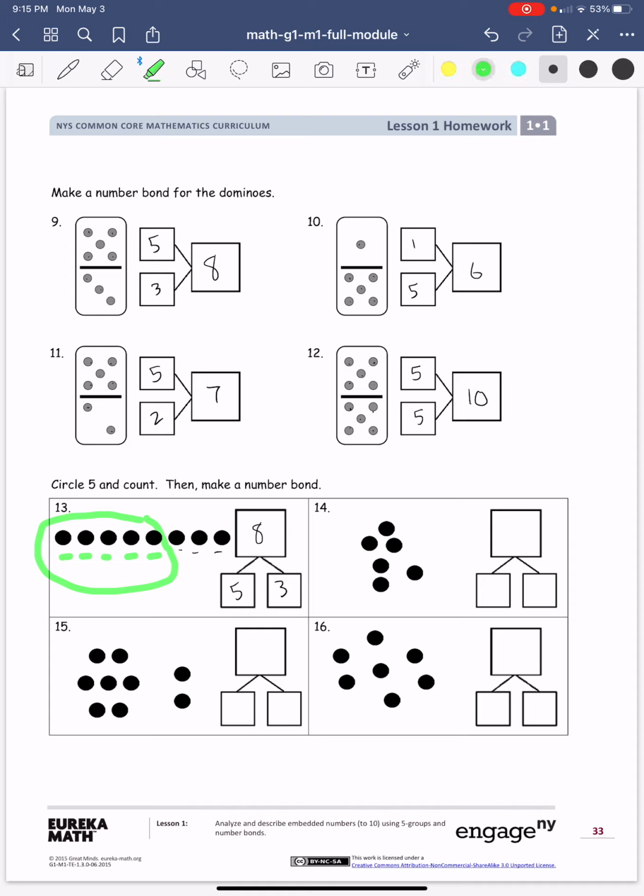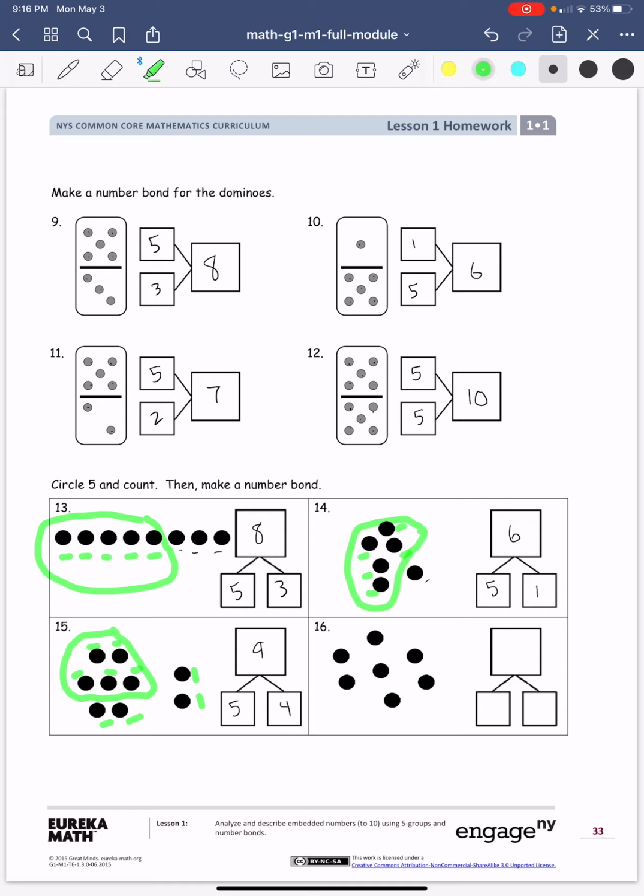Here's the next one. 1, 2, 3, 4, 5. Let's circle that. And then there's just 1. So we could also look up here. What's 5 plus 1? It's 6. Here's the next one. 1, 2, 3, 4, 5. 1, 2, 3, 4. So let's put in 5 and 4. What's 5 plus 4? It's 9. So let's put 9 right here.